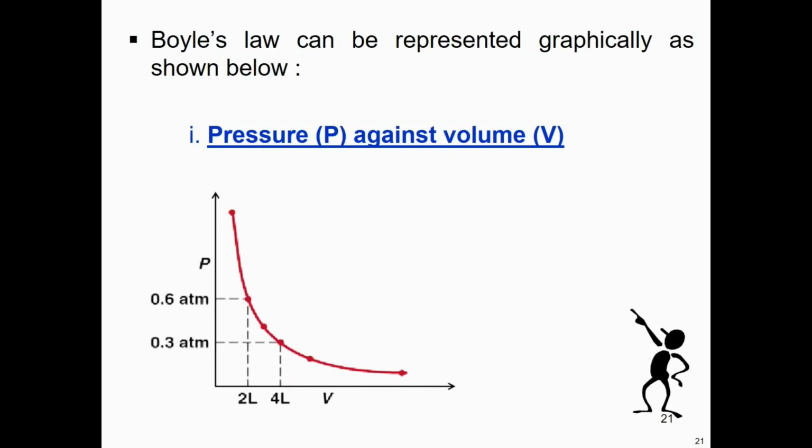This is the graph to show the relationship between pressure and volume. So P is the y-axis and volume is the x-axis. So we can see in this graph that pressure and volume are inversely proportional.